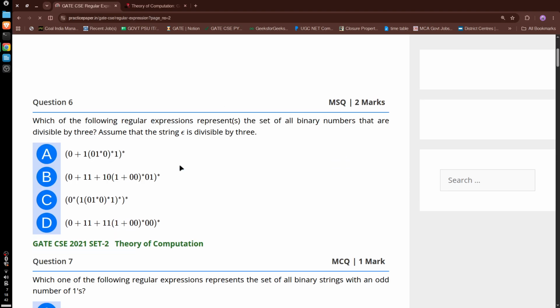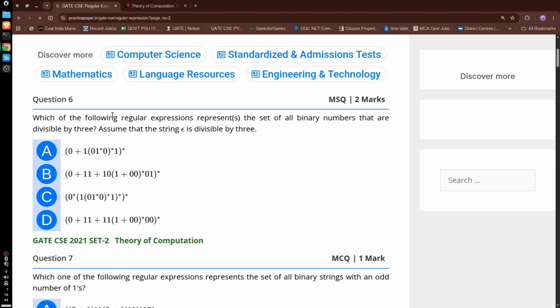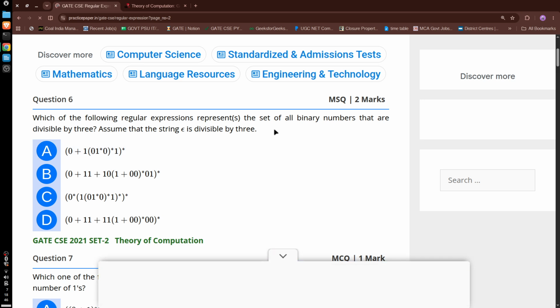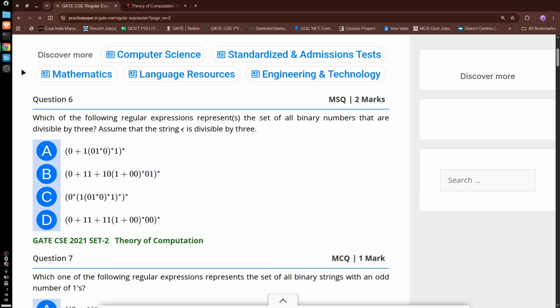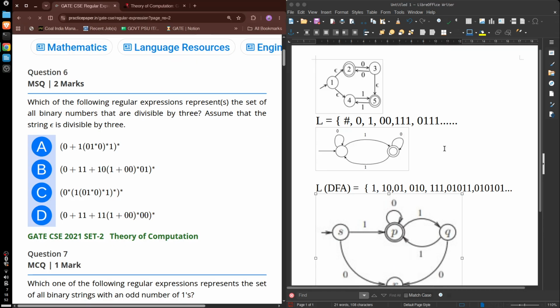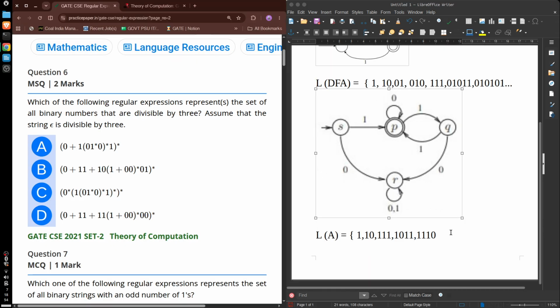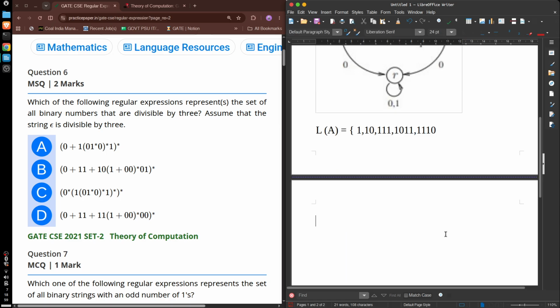So the next question is a bit tricky, right? How is this tricky? Let me tell you that. This question is not asking about which is, actually, this is asking. Let me write that, question 6. And what is this question saying? This question is saying the language that we are accepting by this.